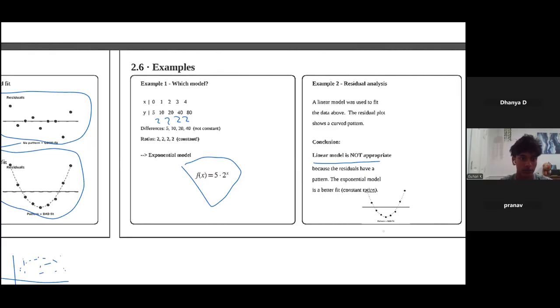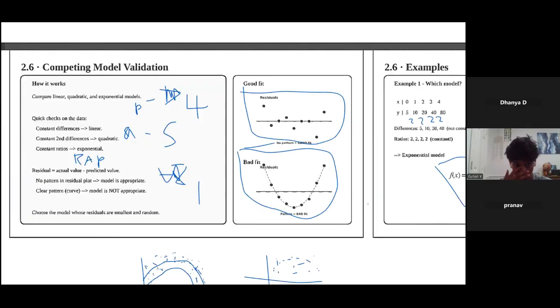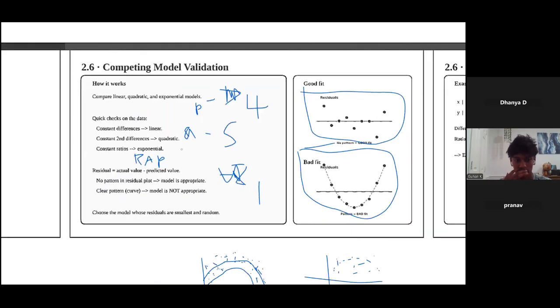So going back to what we said here, when it's just the no pattern residual plot, the model is appropriate. Clear pattern, model is not appropriate.